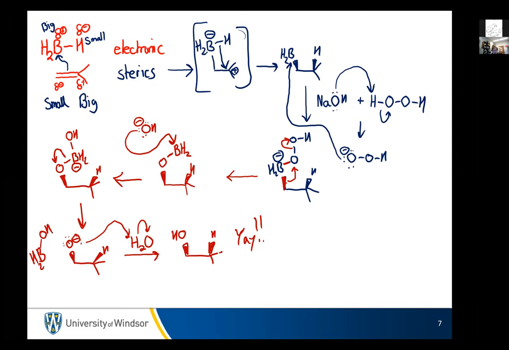So this is hydroboration. Well, the first part here is hydroboration, where we added hydrogen and boron. And this is all deboration, where we remove a boron. If I ask you for the mechanism, you have to show every step. If I ask you to give me the product, you do not need to show every step.